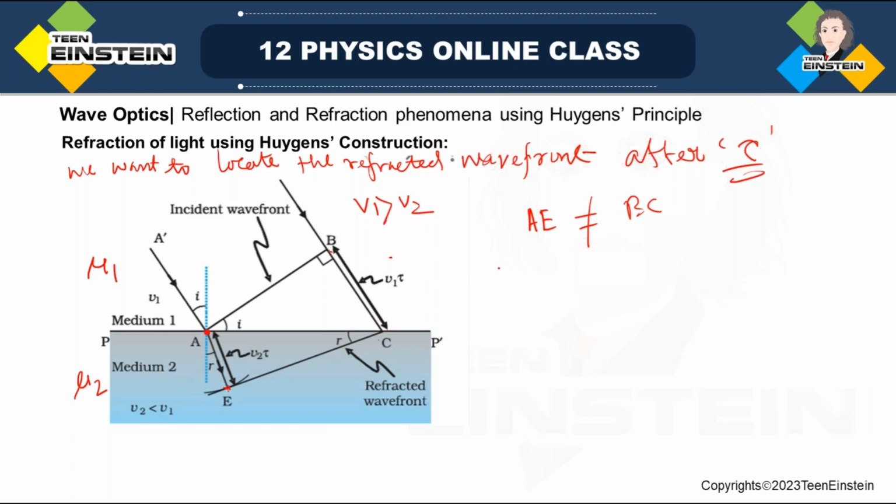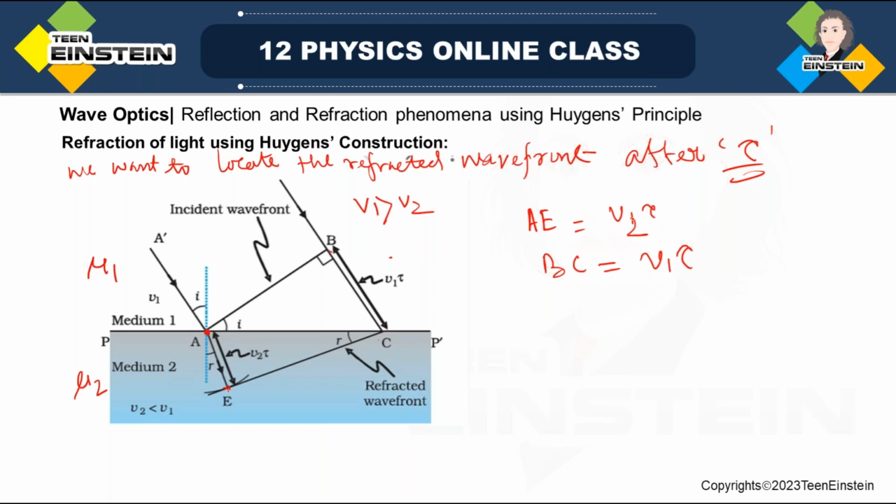All right. So in this case, what is happening? See, we'll write here what we are getting. BC is V1 tau, because after tau seconds, what will be the distance traveled? That is V1 tau. V is the speed, and this is uniform speed. And in the second medium, the speed is V2, so AE is V2 tau.